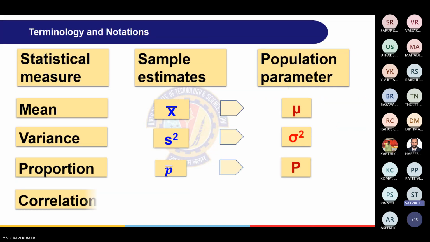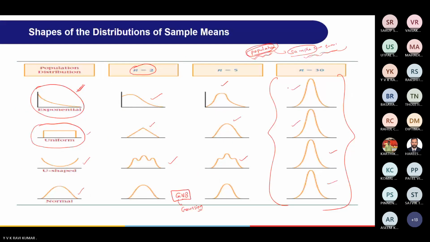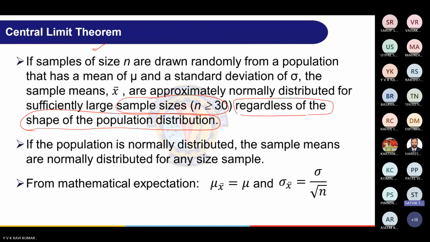Sir, can you go back to the central limit theorem? It says that if the population is initially normally distributed, I understood the point. If it is exponential, uniform, or V-shaped, then for n greater than or equal to 30 it will ultimately reach a normal distribution. Yes, that is so. But the third point says that if it is initially normal, then mu of x bar should be equal to mu of x.